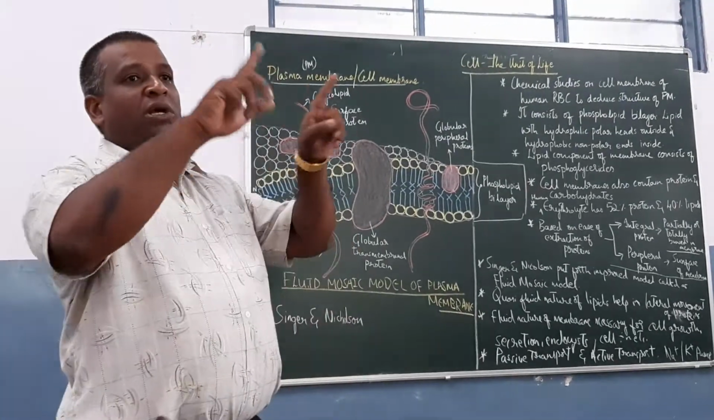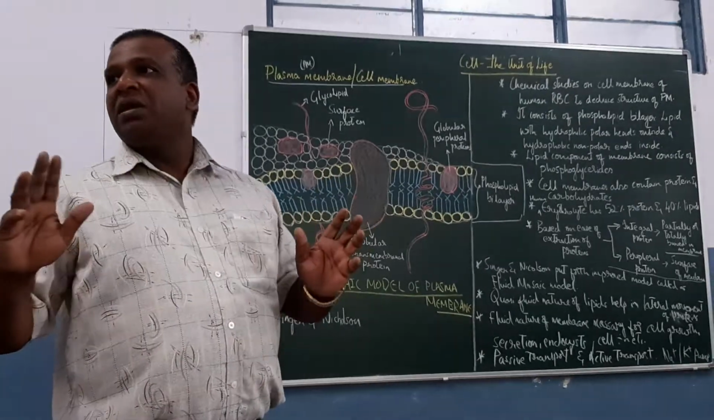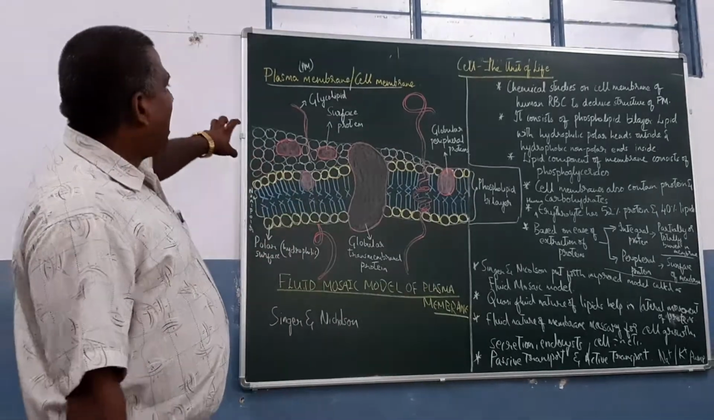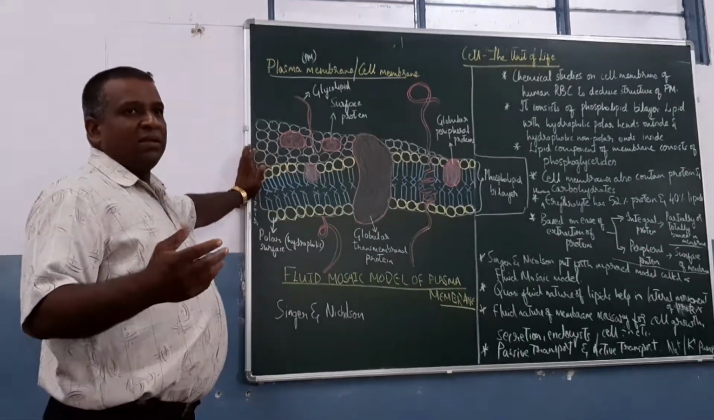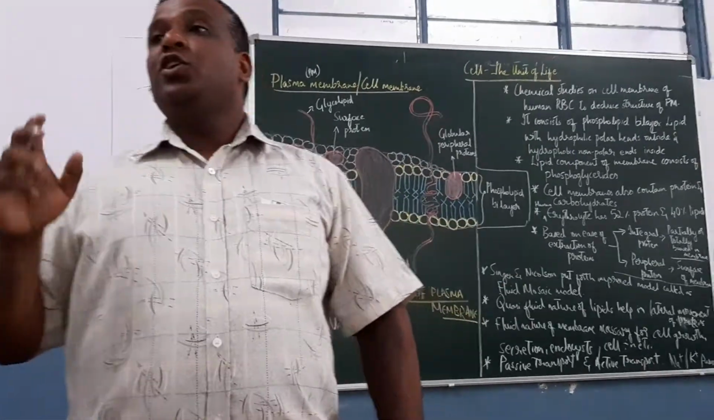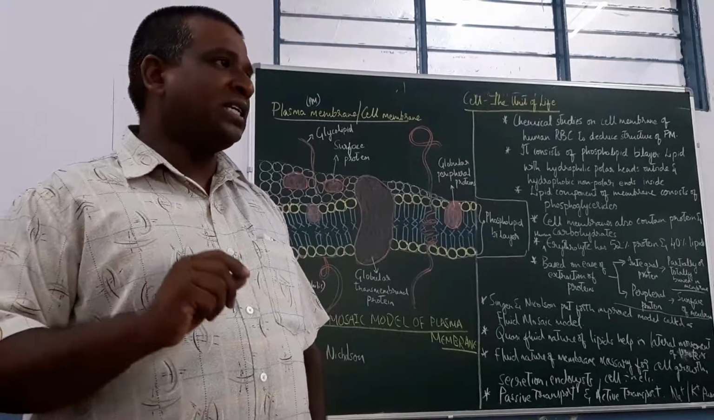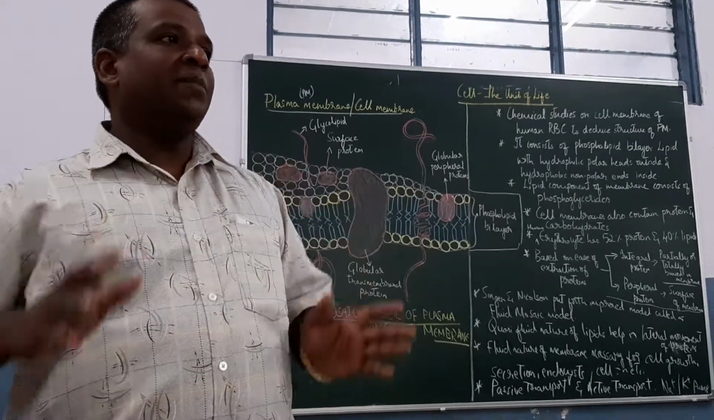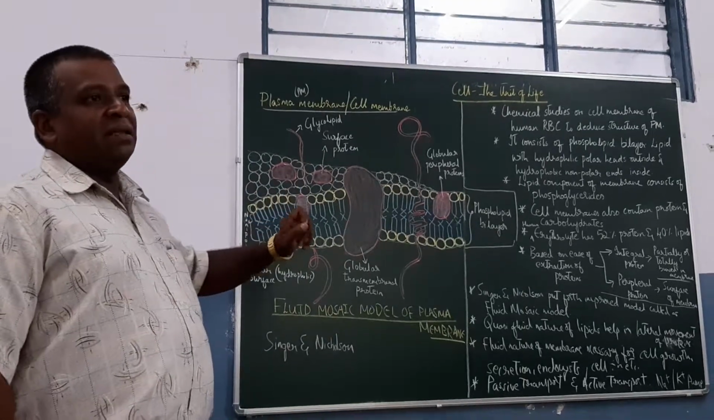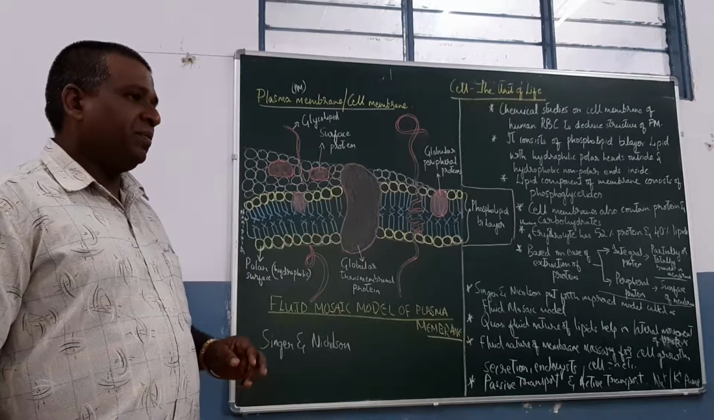See, they form a boundary. Cell membrane forms a boundary. It gives a definite shape and size to the cell. When you study them chemically, for the first time they studied human RBC, that is red blood cells or erythrocytes. For the first time, they studied the membrane. They found that this cell membrane is made up of phospholipid layer.